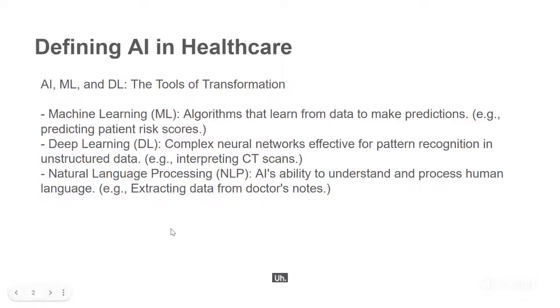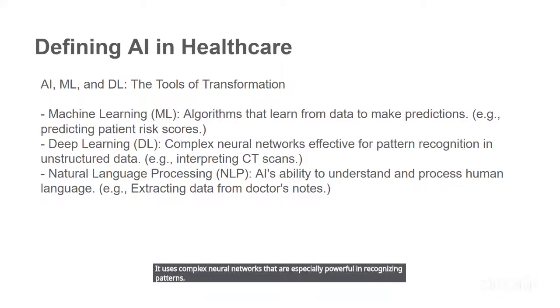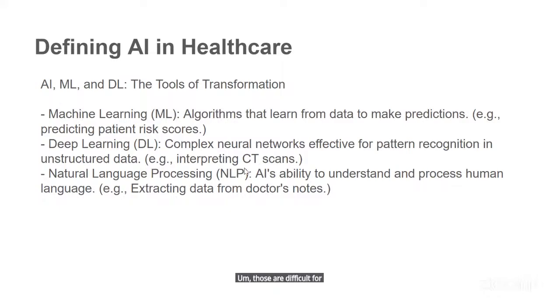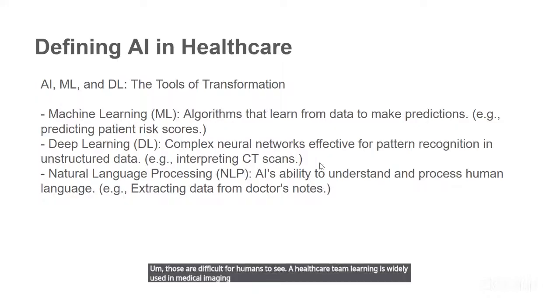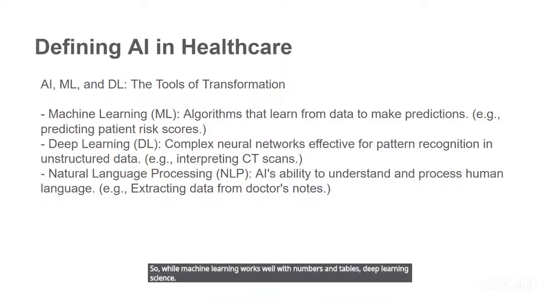Deep learning is actually a more advanced subset of machine learning. It uses complex neural networks that are especially powerful in recognizing patterns that are difficult for humans to see. In healthcare, deep learning is widely used in medical imaging. For example, interpreting CT scans, X-rays, or MRI images to detect tumors, fractures, or subtle abnormalities. So while machine learning works well with numbers and tables, deep learning shines when dealing with images and complex patterns.